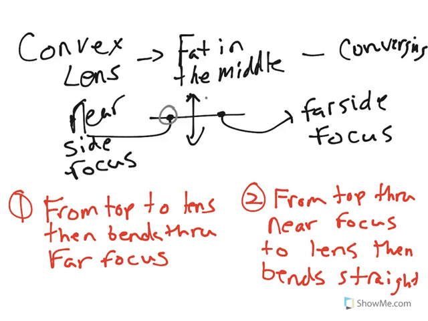There's two little things we need to know. This is the near side focus, the one on the side of the object. This is the far side focus, the one on the opposite side of the object. Okay, so the first thing we need to know is there's two types of lines, just like there was on mirrors. For a convex lens, it's from the top to the lens, then bends through the far focus.